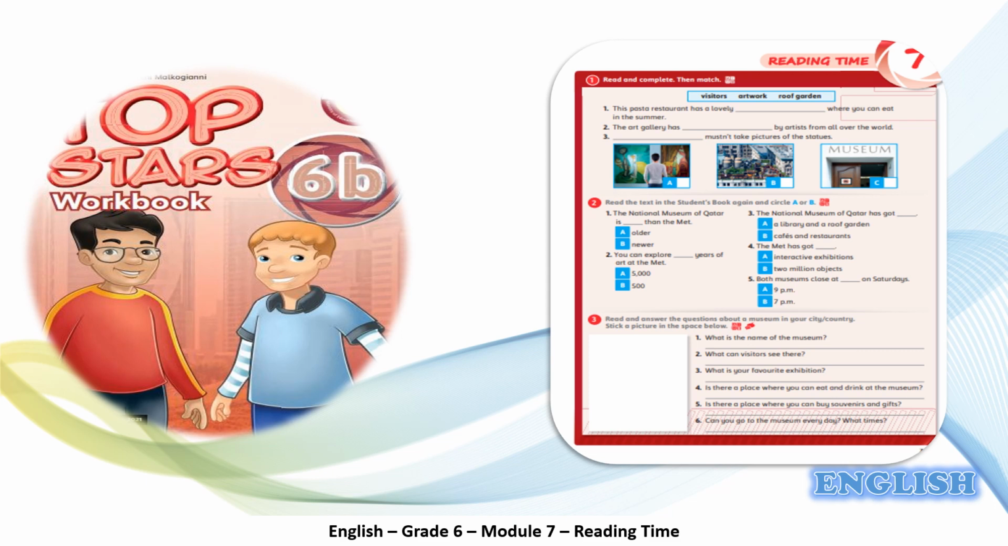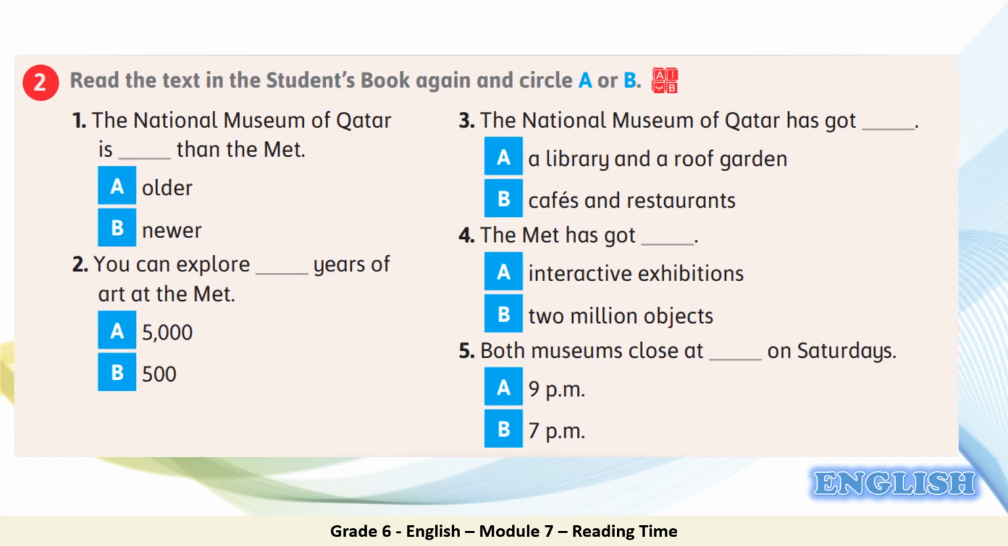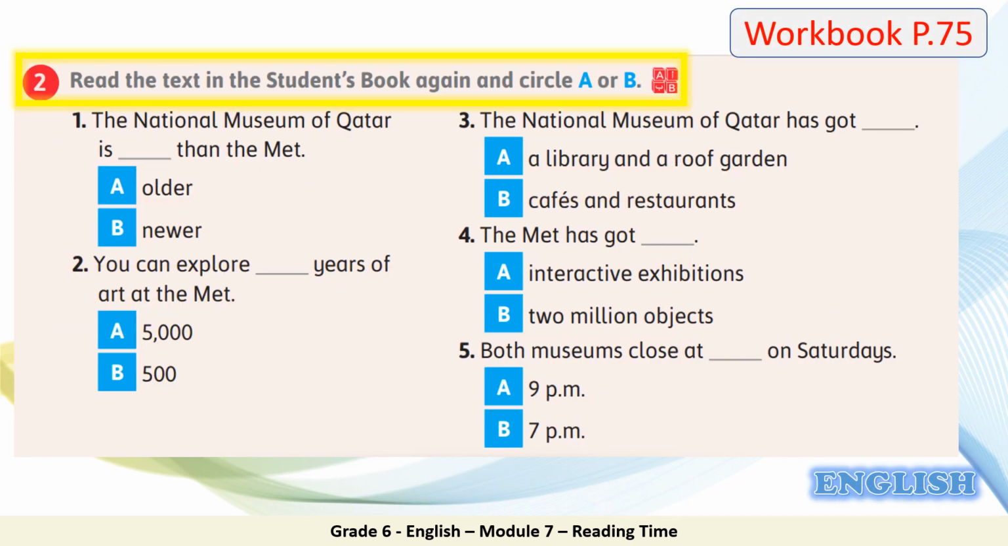And now it's practice time. Let's move to workbook page 75, activity number 2. Now let's move to activity number 2. Read the text in the student's book, page 86, 87 again and circle A or B. Let's do number 1 as a model. The National Museum of Qatar is than the Met.